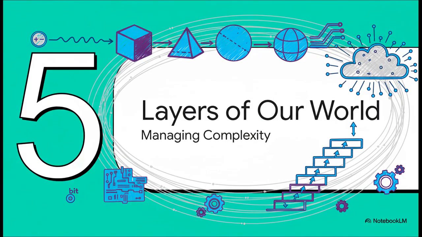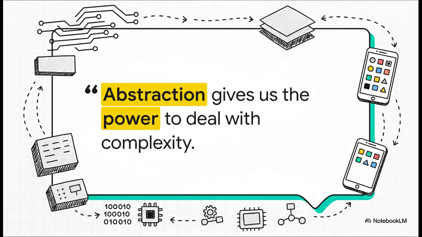Okay, so we've gone from a single bit all the way up to the global internet. How on earth do computer scientists and engineers manage all of this insane complexity without their brains just melting? Well, the answer is one of the single most important ideas in all of computer science. This is the secret sauce. It's called abstraction. And really, it's just the art of hiding complex details behind a simpler front.